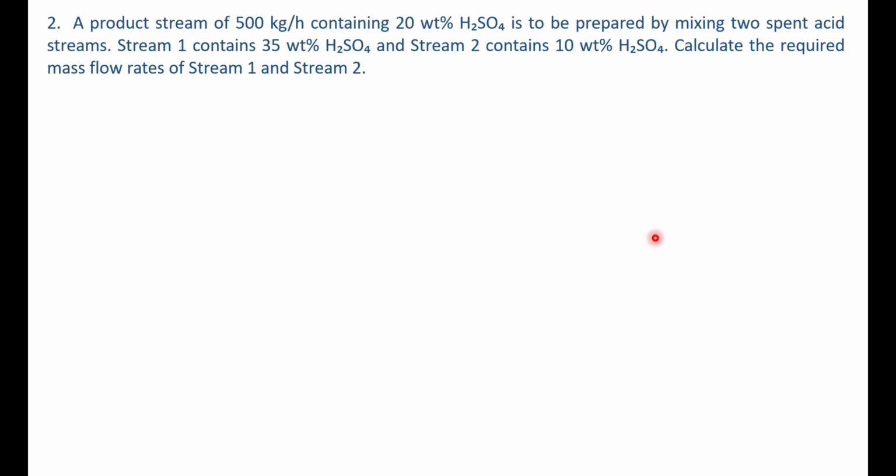Let's move on to the next problem. A product stream of 500 kg per hour containing 20 weight percentage sulfuric acid is to be prepared by mixing two spent acid streams. Stream 1 contains 35% sulfuric acid and stream 2 contains 10% sulfuric acid. Calculate the required mass flow rates of stream 1 and stream 2. In this case, the required product quantity is given. We are asked to find what would be the mass of stream 1 and stream 2 required to prepare the final product of this concentration.